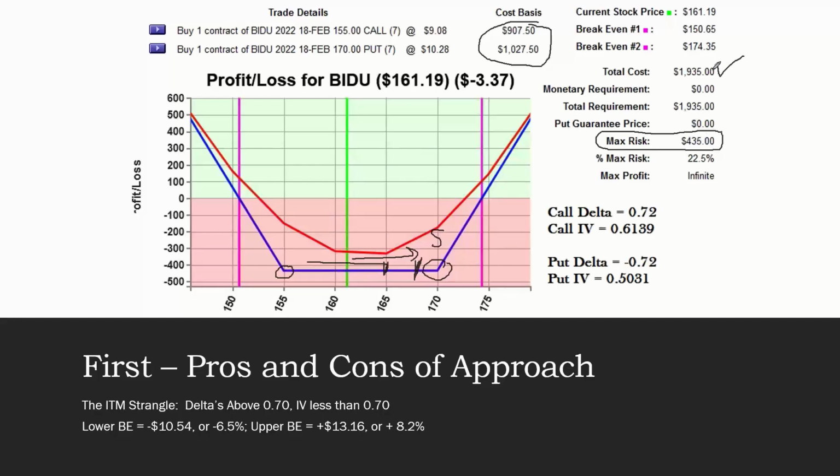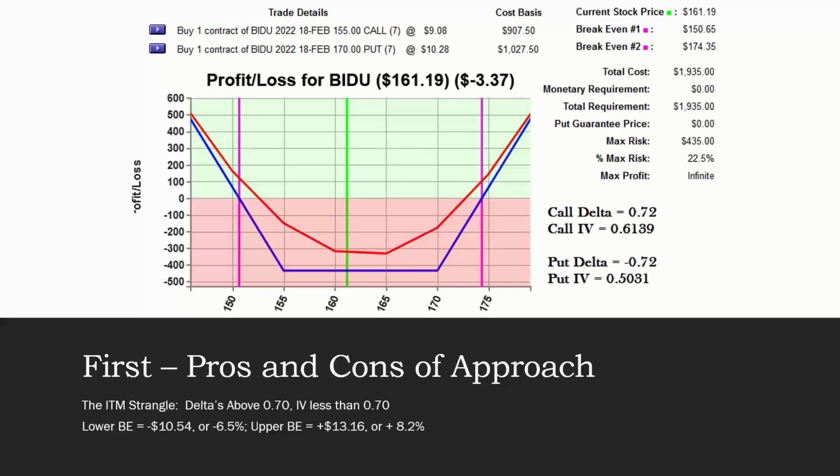What's important here, though, is in this structure with the strangle, although we have a relatively low risk of $435, infinite potential profit in either direction. The lower break even is 150.65, which means we need a drop of $10.54 or 6.5% at earnings to get to that lower break even.